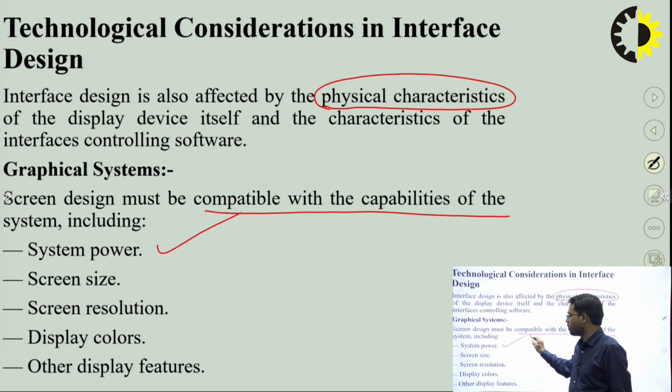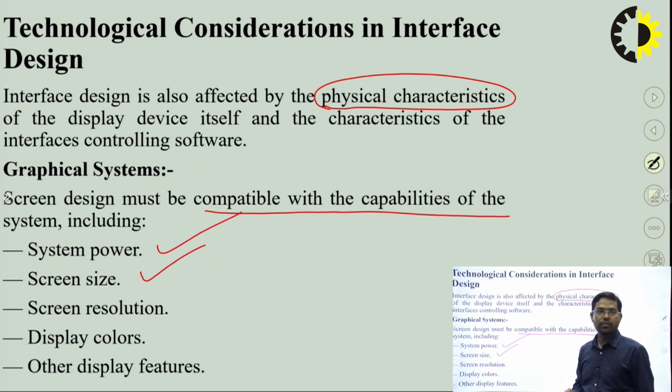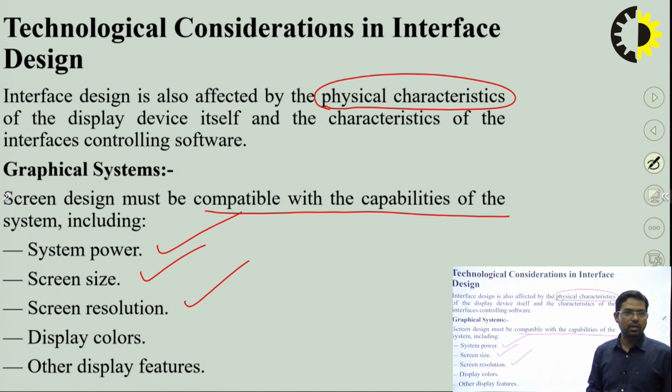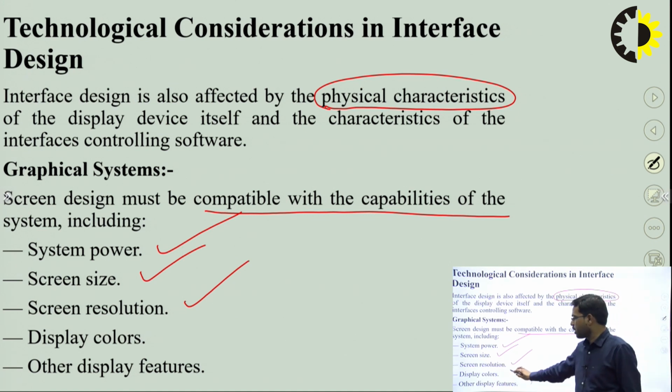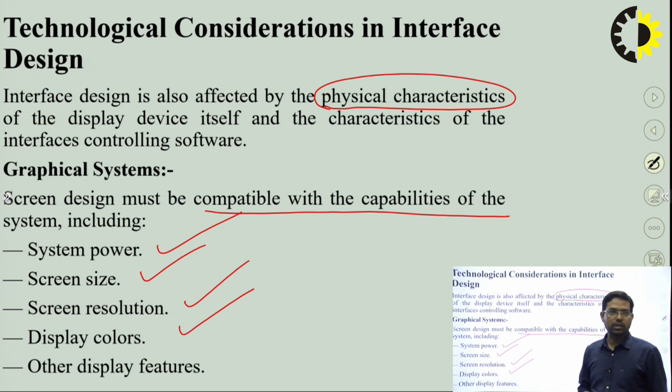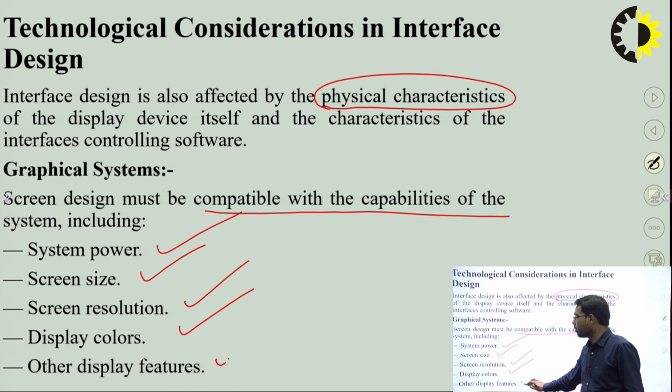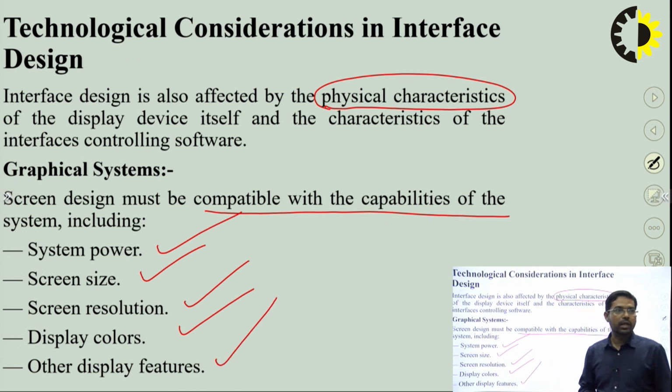What kind of system has what power? What is the screen size? 14 inch, 17 inch, 21 inch, 22 inch, 37 inch, each different. What kind of screen resolution is there? 800 by 600, 1200, 1024, and so on. Display colors, RGB colors, we know that very well: red, green, or blue. And there are also other display features. So in this technology, these represent the graphical system.